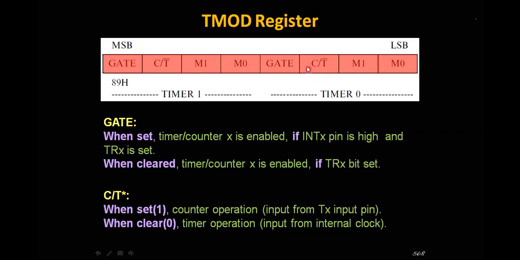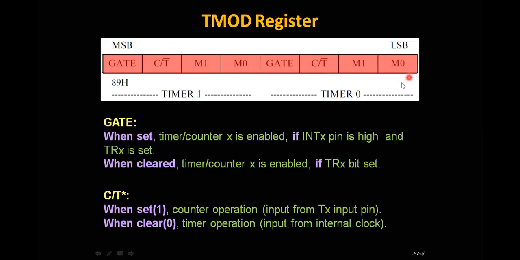When it is operating in timer mode, you are getting the clock frequency through the internal oscillator. From the oscillator, it comes through the divided by 12 circuit, and from that you are getting the clock pulses. That is nothing but timer. And counter is nothing but you are getting the clock pulses from the external circuitry. That is counter mode.